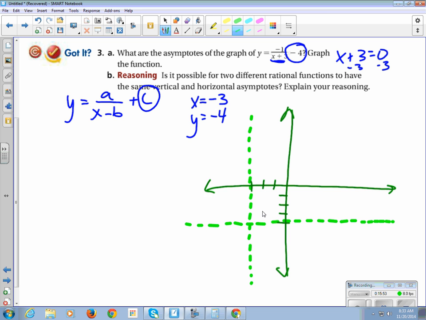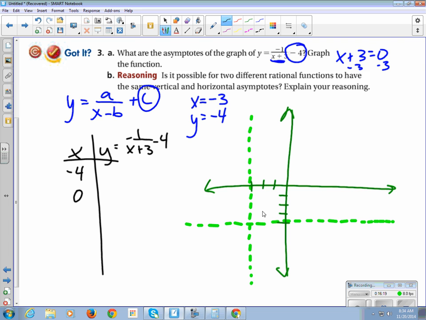So let's make just like a baby XY table. Let's do one number before our vertical, so that's -4, and just one number after. Let's go 0. So if I'm putting -4 into here, so it's -1 over -4 plus 3 minus 4. -4 plus 3 is -1. -1 divided by -1 is 1. 1 minus 4 is -3.